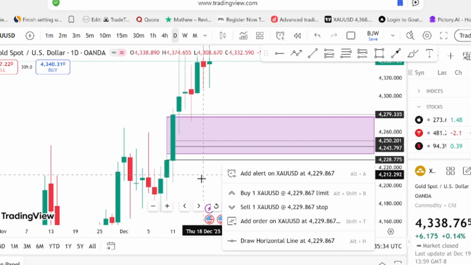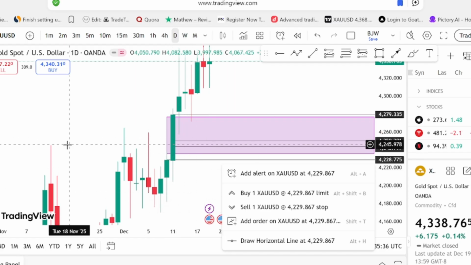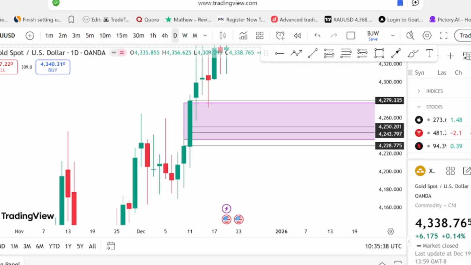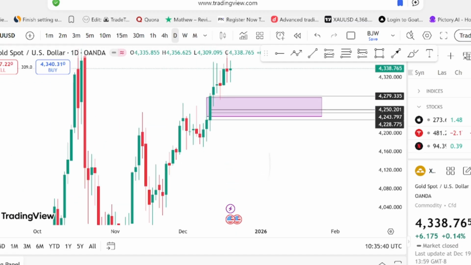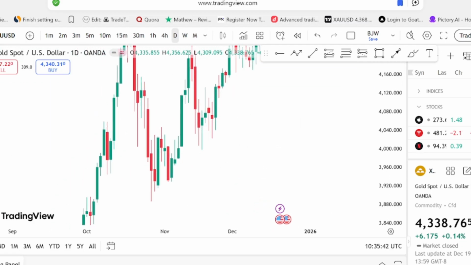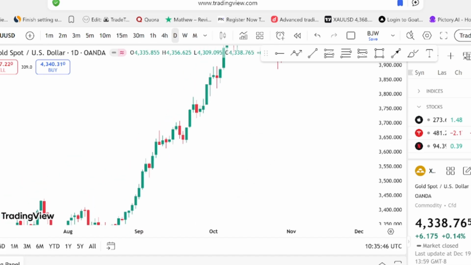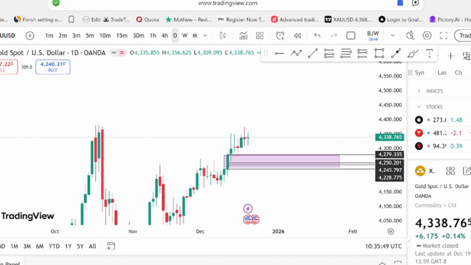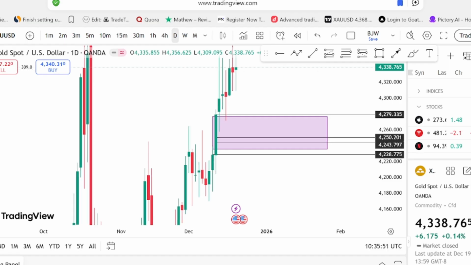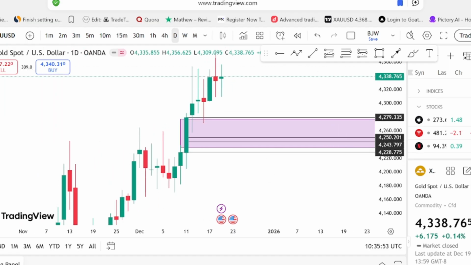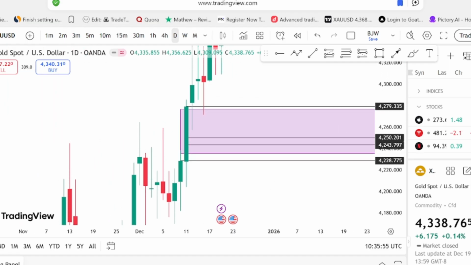Now let me go back to 4 hours, because this is an FVG in 1 day and you won't tend to see it very clearly. I'm going to see that price has just been bullish in gold. Don't worry, I'm going to use other pairs, so you can carefully understand this very, very well, know where FVGs are and where you can carefully spot them. So let me go to 4 hours.